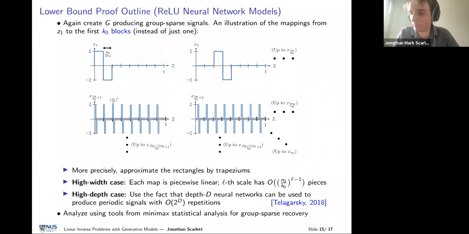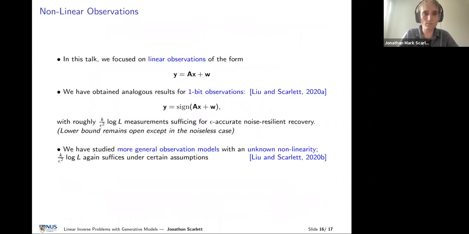Okay, so that's maybe a lot to take in, but once it's done, we again have a generative model that produces sparse signals, and we could just use normal minimax statistical analysis to get our lower bound. And that's how this proof works. Okay, I think that's about all I wanted to say.